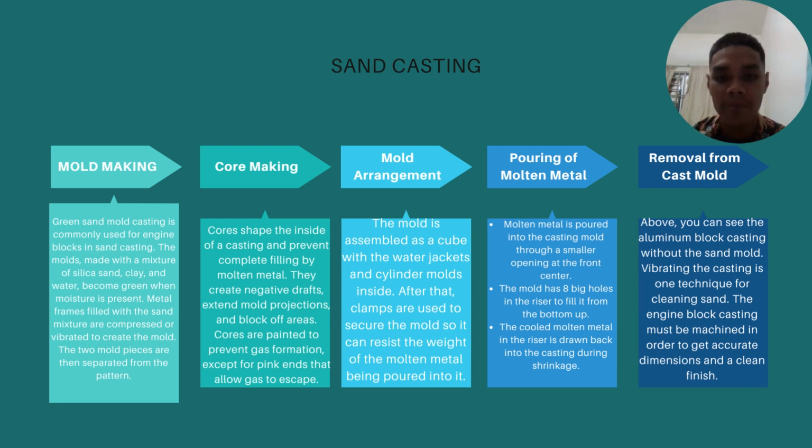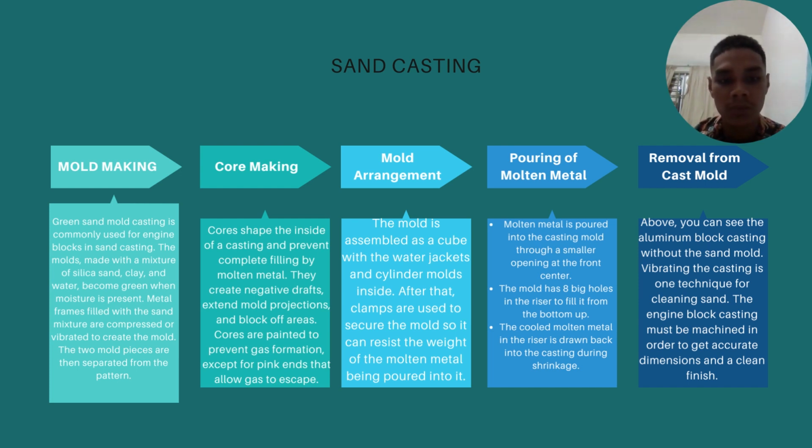After that, clamps are used to secure the mold so it can resist the weight of the molten metal being poured into it. Molten metal is poured into the casting mold through a smaller opening at the front center. The mold has big holes in the riser to fill it from the bottom up.